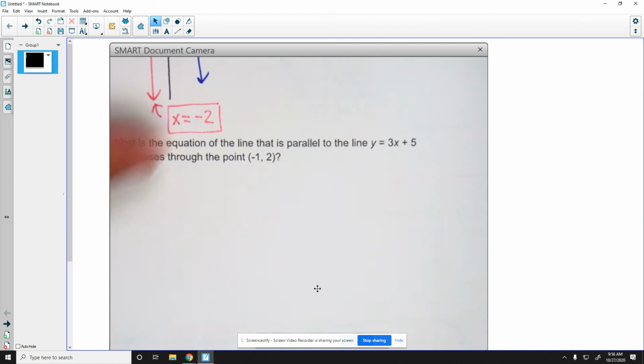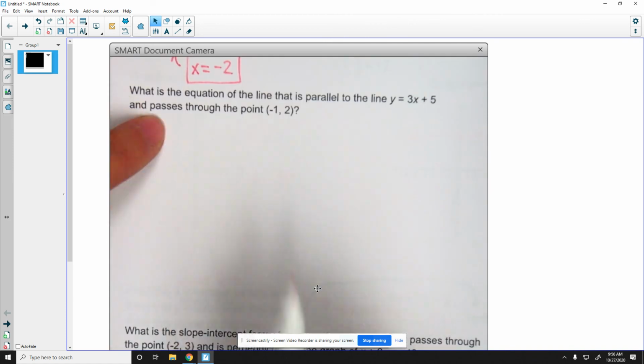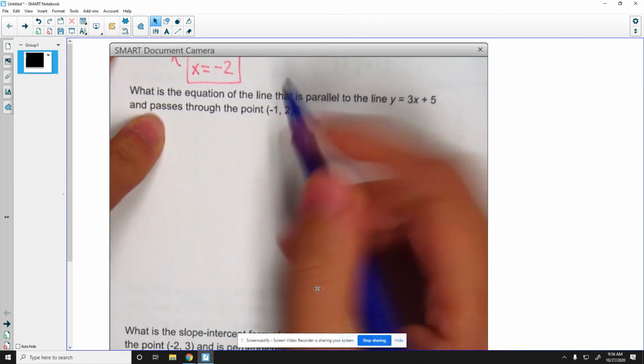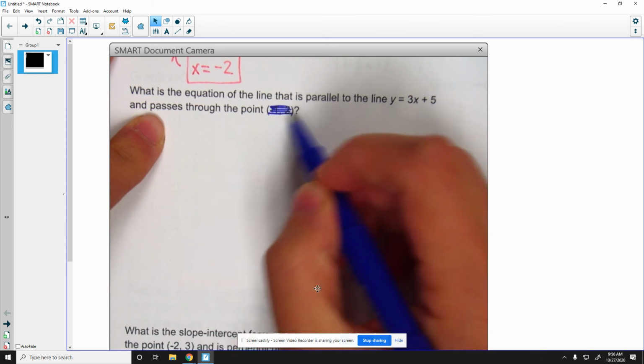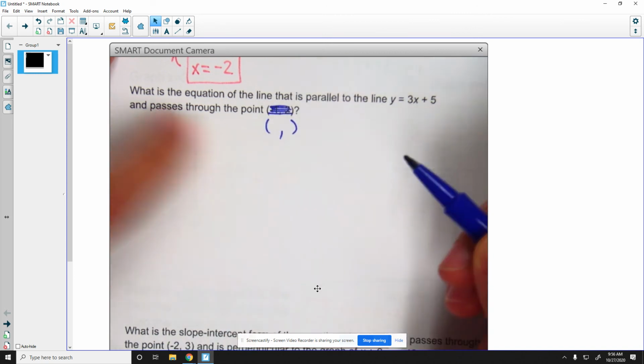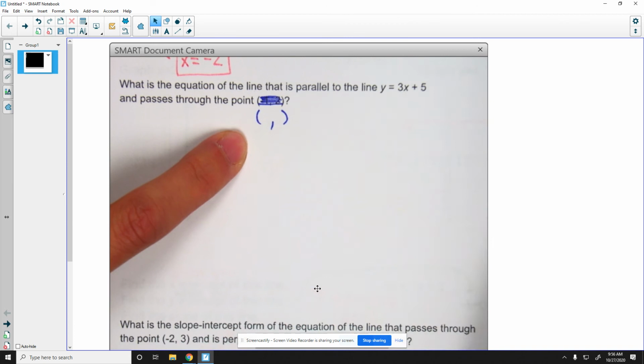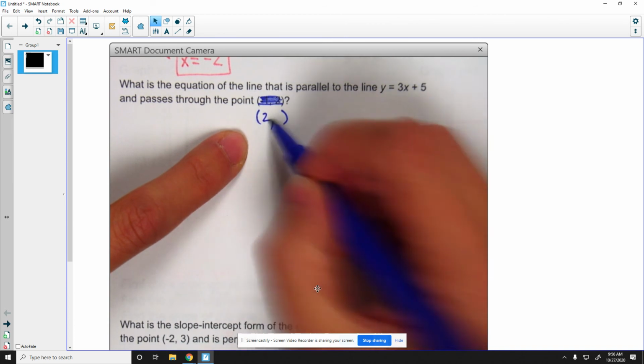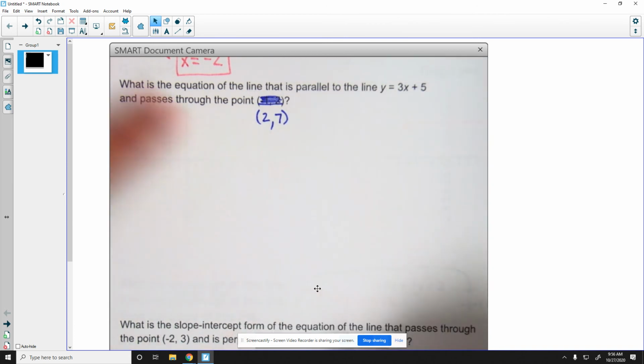Okay, next one. Now it gets a little bit harder. So first of all, I made a mistake when I wrote this. Can we cross that out and just give me 2 new numbers? Any numbers. 2, comma what? 7. Great. Okay.